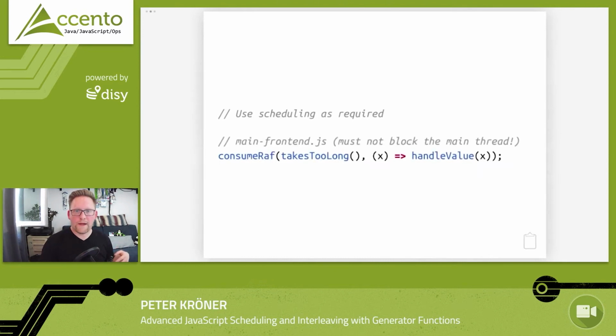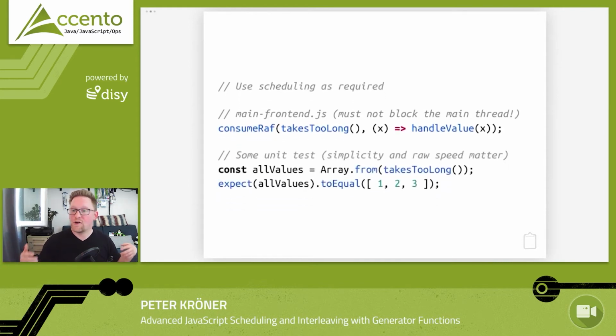So, in the main frontend, you just use one consumer function for your task, and this must not block the main thread. This leaves time to render frames, and everything is hunky-dory. In your unit test, where you only want to have code as simple as possible and as fast as possible, and you don't care about dropped frames, well, you just use Array.from. You don't even need to write a consumer function. You can just use what JavaScript provides by itself.